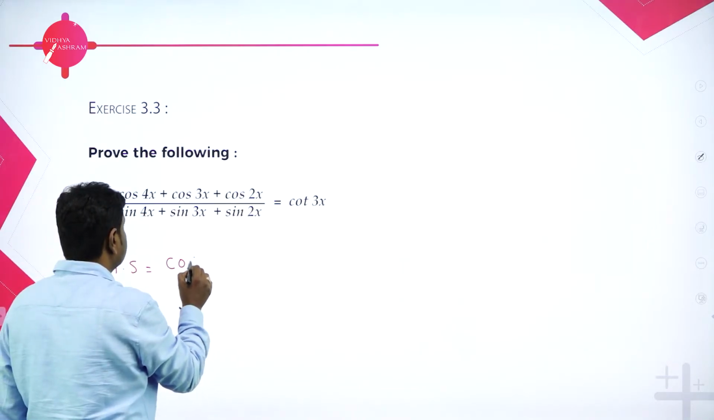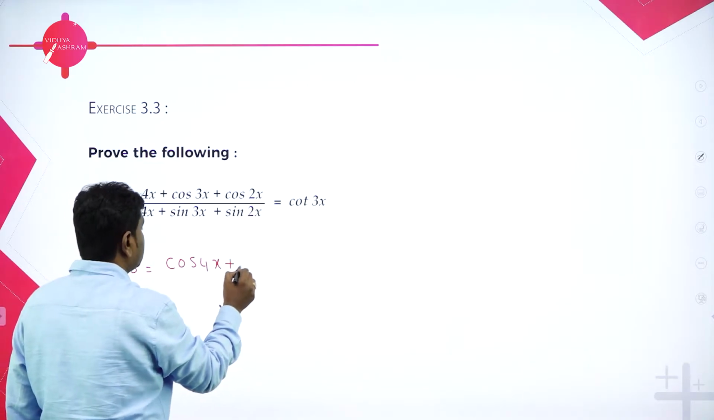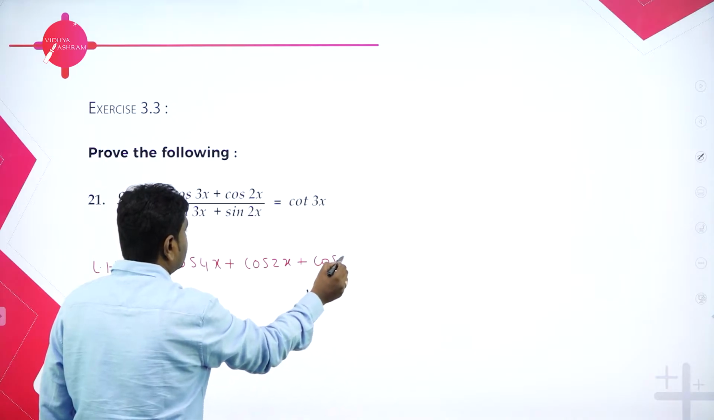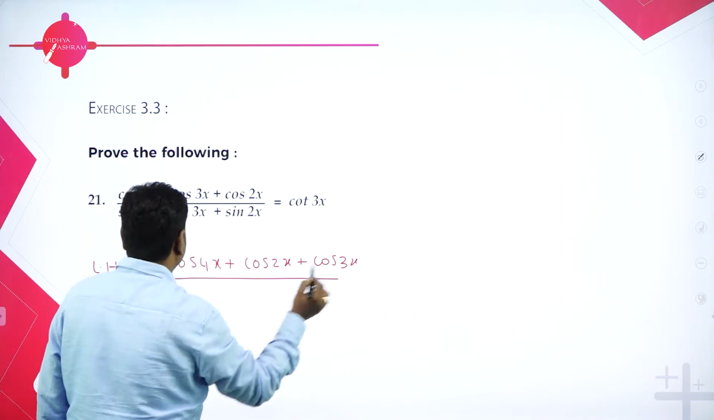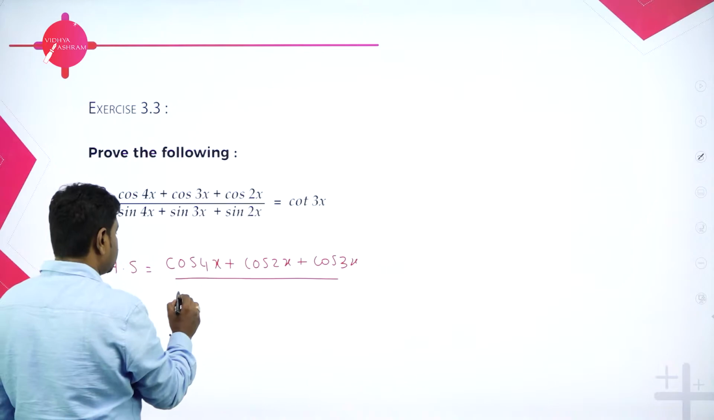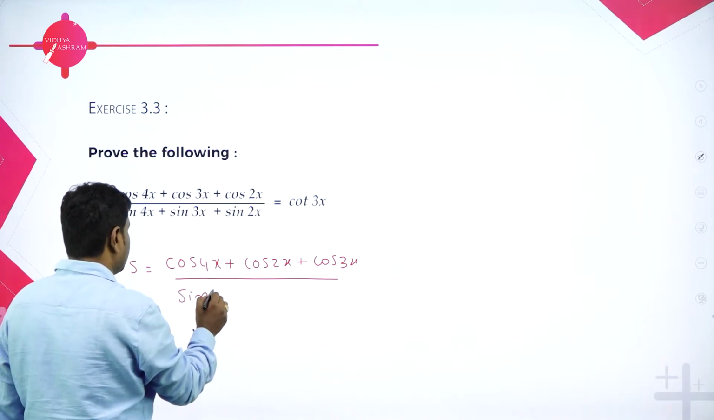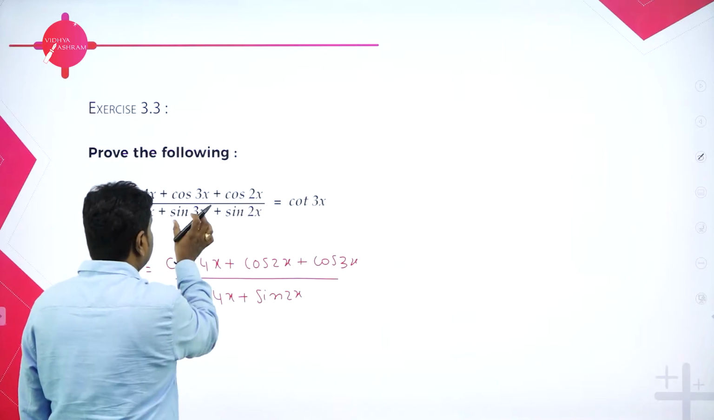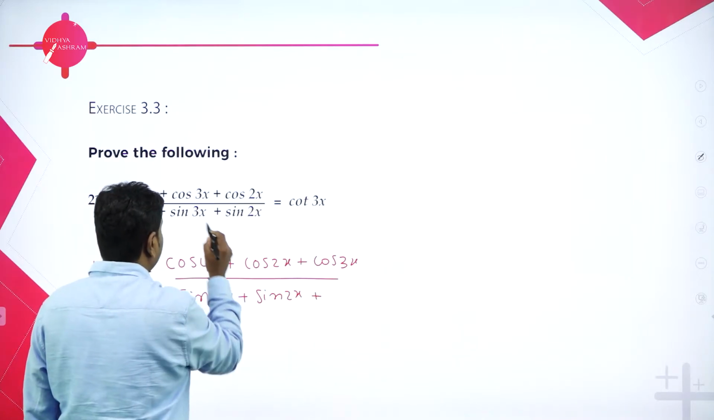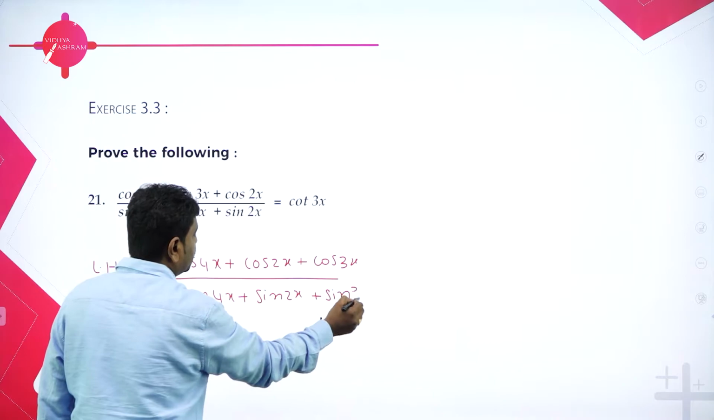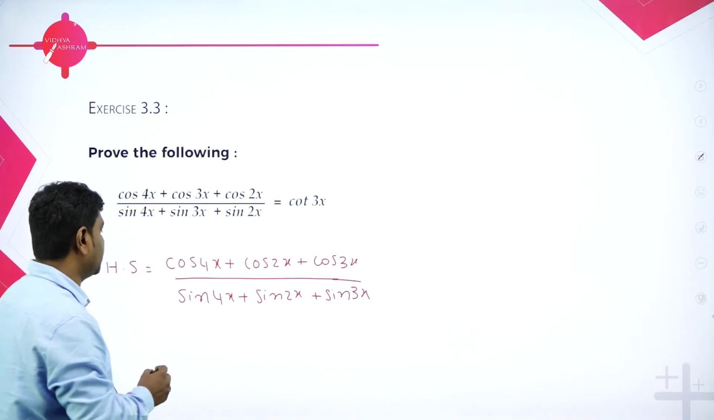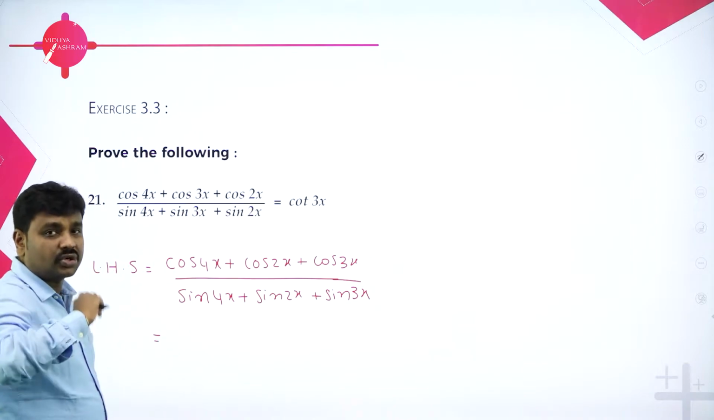First I'll write cos 4x plus cos 2x plus cos 3x. Then the denominator, where 4, 3, 2 is there. Same thing we'll do. First I'll write sin 4x, then sin 2x. The last term, the odd number, I'll put at the end. This helps you solve the problem faster and better. So rearrangement also counts a lot.